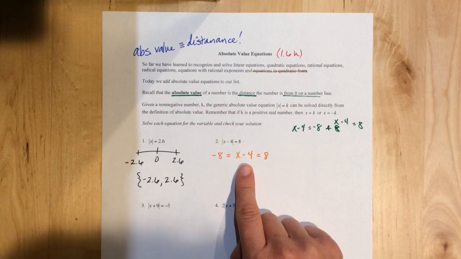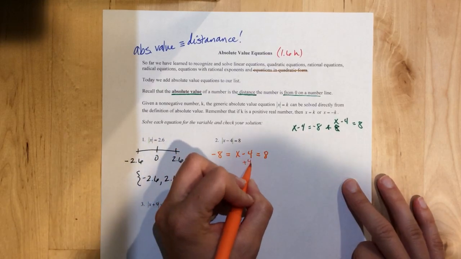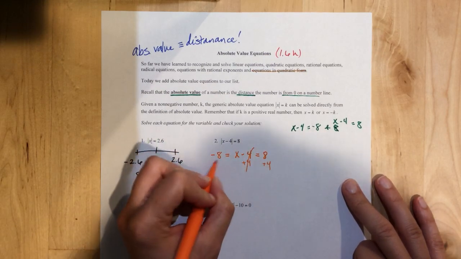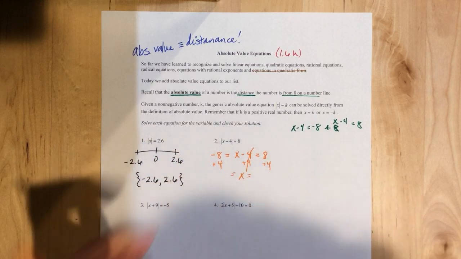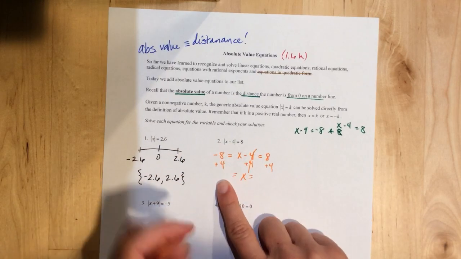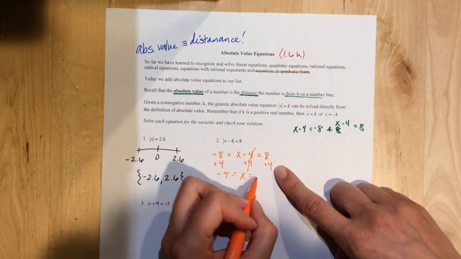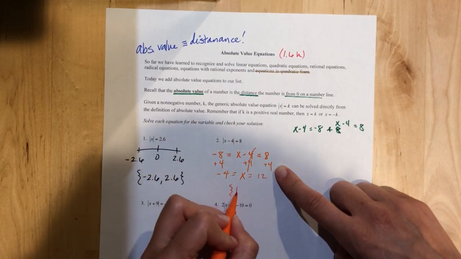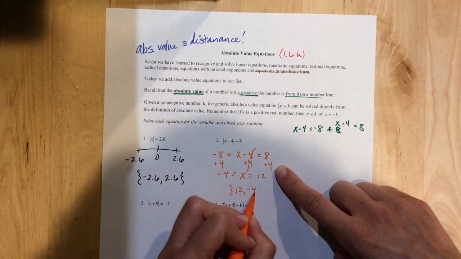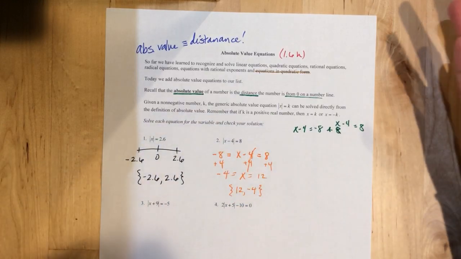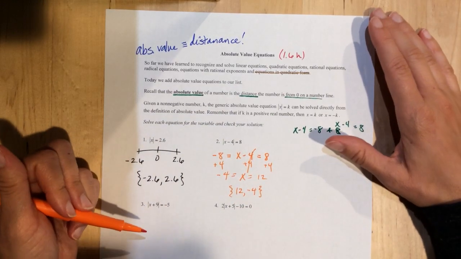So now, the last thing we have to do is add 4 to all sides. So now we have that x equals negative 8 plus 4, which is negative 4, and 8 plus 4, which is 12. So x equals 12 and negative 4. And there you go. All right, so now number 3.